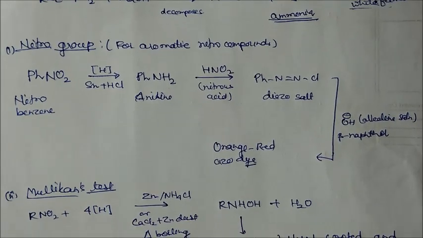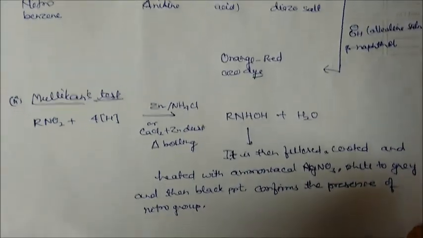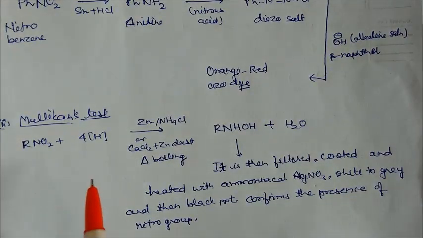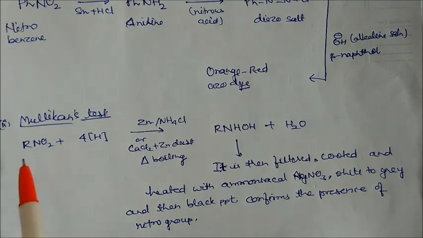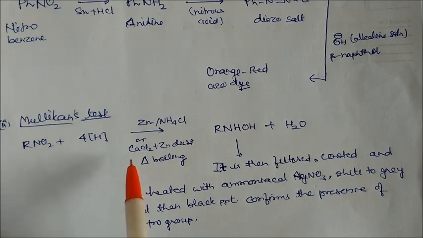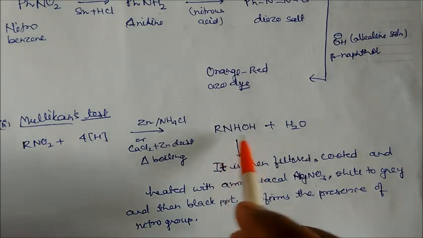The second test for the nitro group is Mulliken's test. So Mulliken is the name of the scientist who performed this test. He also reduced nitro using zinc plus ammonium chloride, or calcium chloride plus zinc dust, on boiling. So on boiling, what will happen? We are getting hydroxylamine or some oxime product.